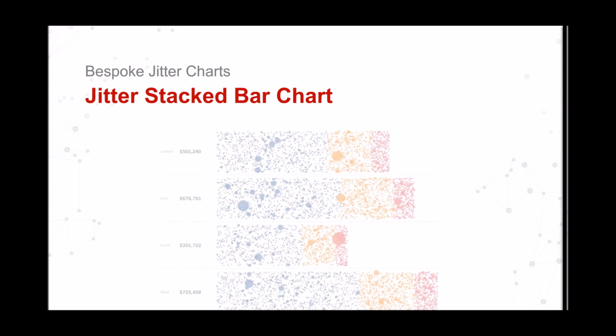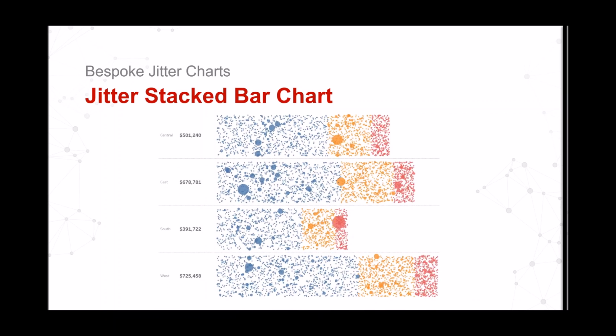Bespoke jitter charts, a jitter stacked bar chart, and this is what it looks like. We are going to use the same jitter effect, same jitter technique, but we are going to use some calculated fields to actually stack the different segments on top of each other to create this interesting effect. So let's get to it.